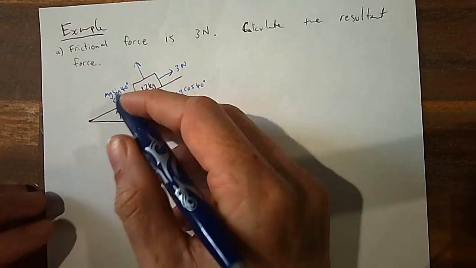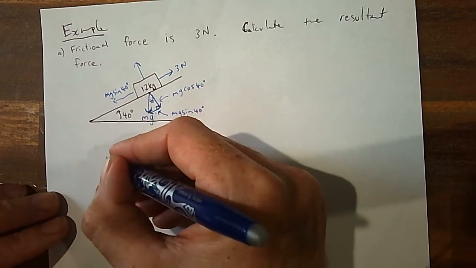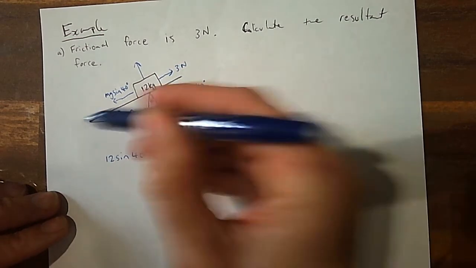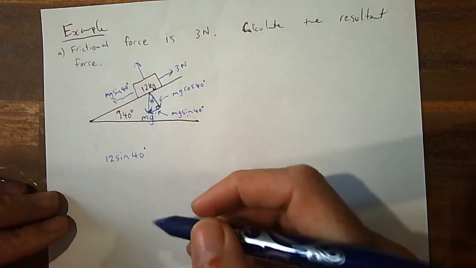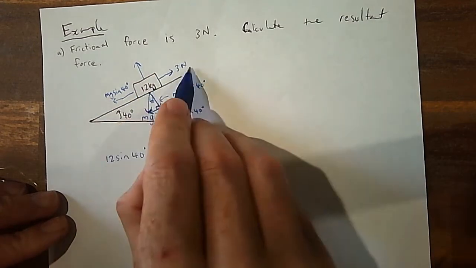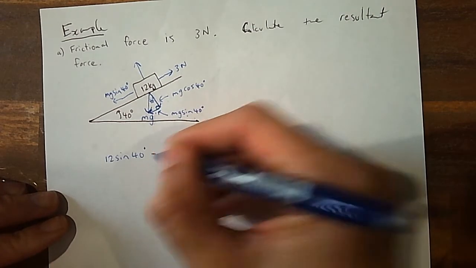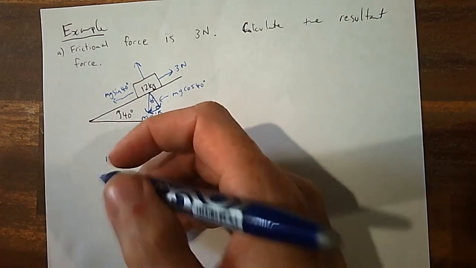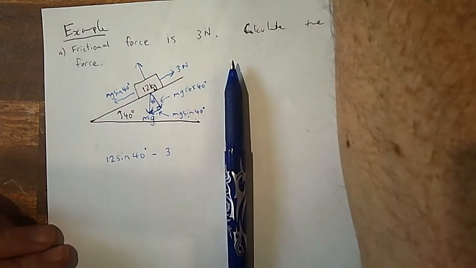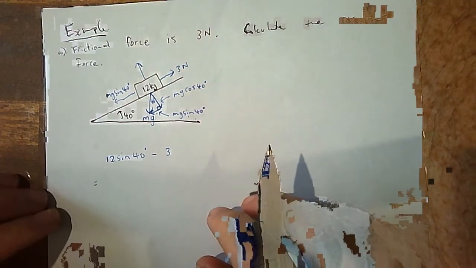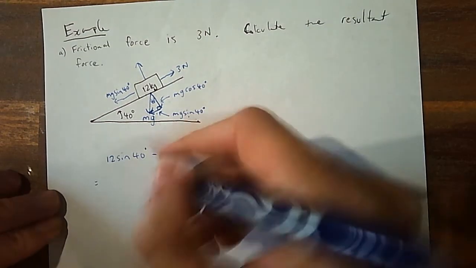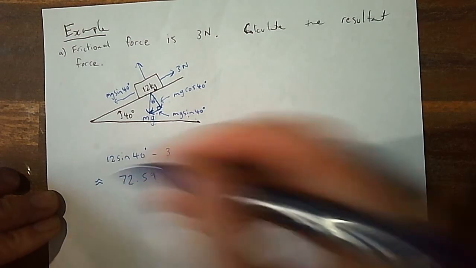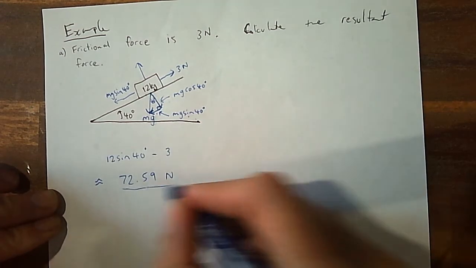So let's get our mg sine 40, which is 12 times 9.8 sine 40. I'm making this direction, heading down the plane, the positive direction. Therefore this here is 3 newtons going the other way, so take away 3. When I work this out in my calculator, I get approximately 72.59 newtons going down the plane.